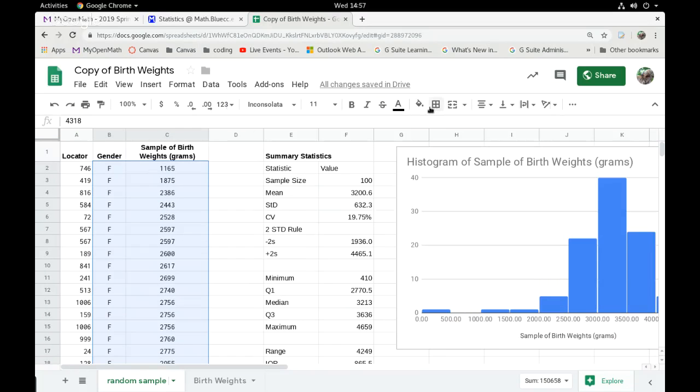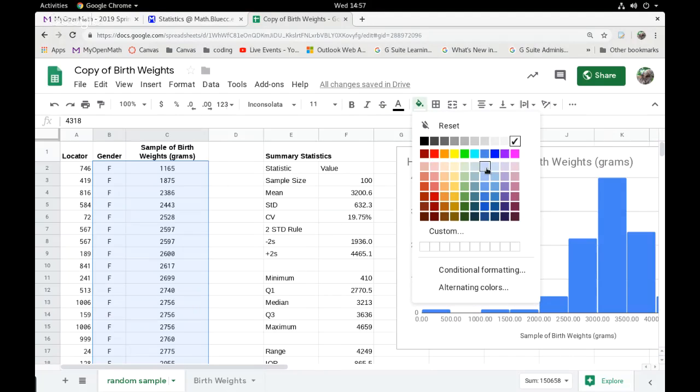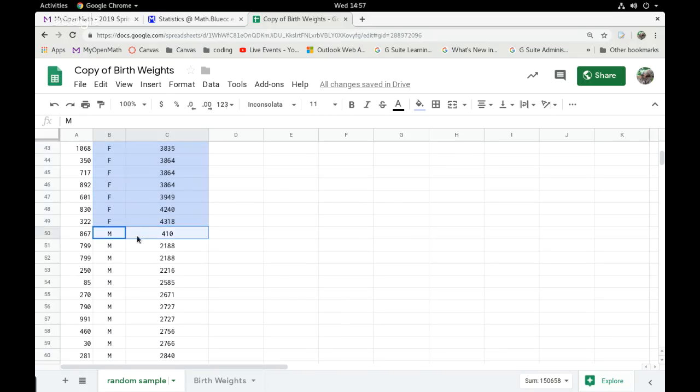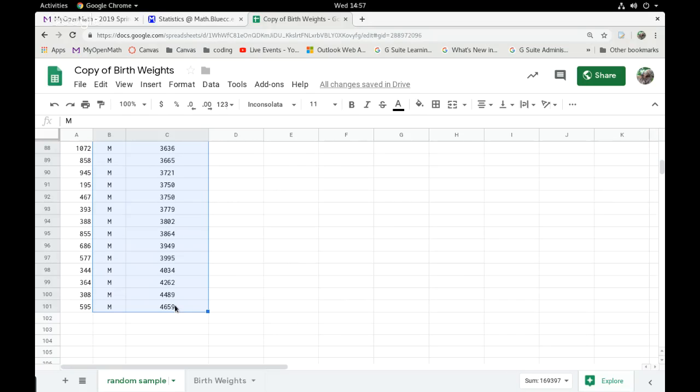We'll do traditional light blue for females and pink for males. I know that's not traditional. Shake things up a little. Okay.